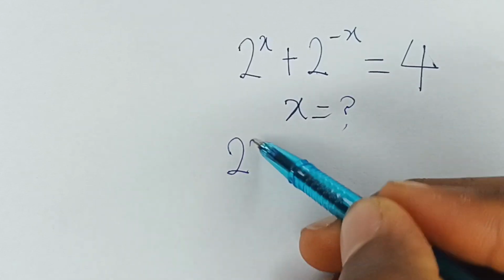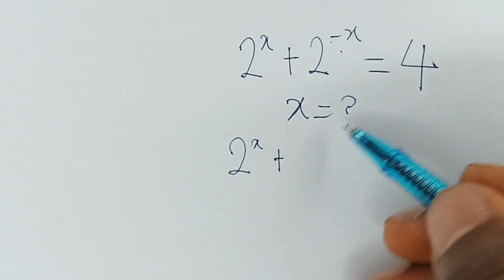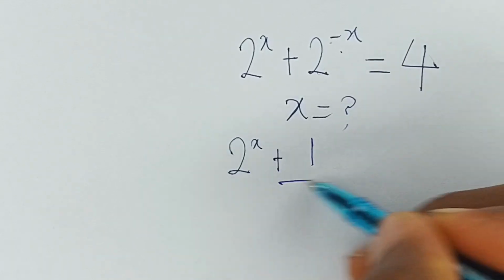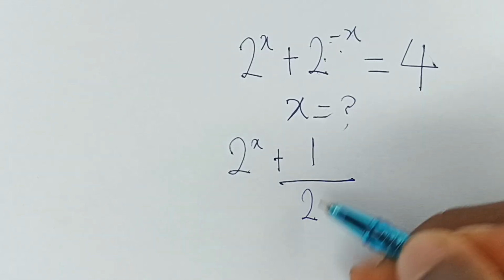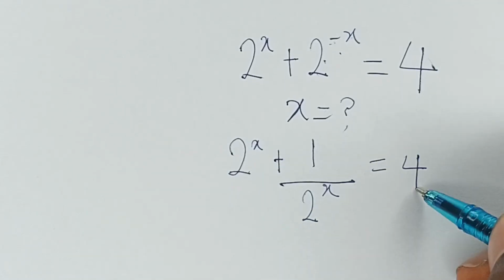So we have 2 raised to the power x plus... To rewrite this, when you have a negative power, it means you have to invert. So we have 1 over 2 raised to the power x, since the negative leaves x to remain. And this is equal to 4.